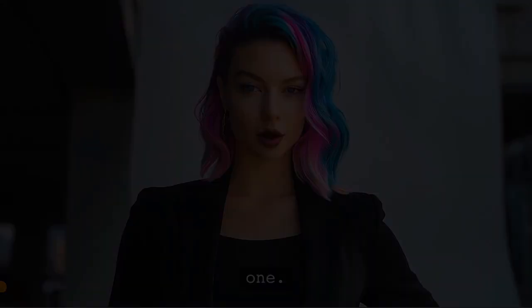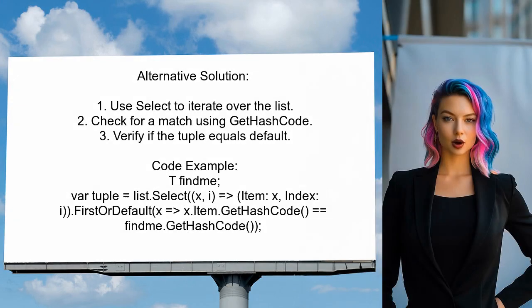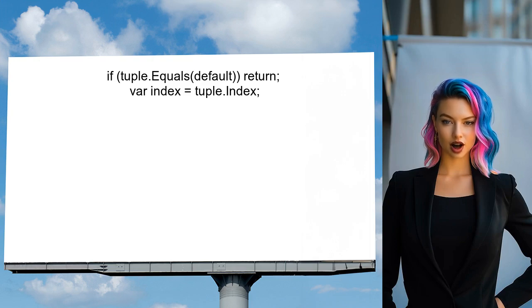Let's explore another one. An alternative approach provided by another user involves using C# 7.3 features. They suggest selecting items from a list and checking for a match using the getHashCode method. If no match is found, they check if the tuple equals the default value.